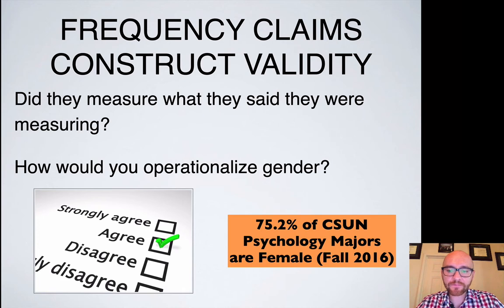And just to give you an example, here you have a finding. You have a claim that 75.2% of CSUN psychology majors are female. And this was in fall 2016. So let's say I'm making that claim. Think about what you would ask. Think about what you would want to know to see if they actually measured this correctly. And keep in mind, you're looking at the tools they actually used to measure whether people were female, male, or had other gender identities. So some of you who have taken gender studies courses might have some really good critiques of this measurement.